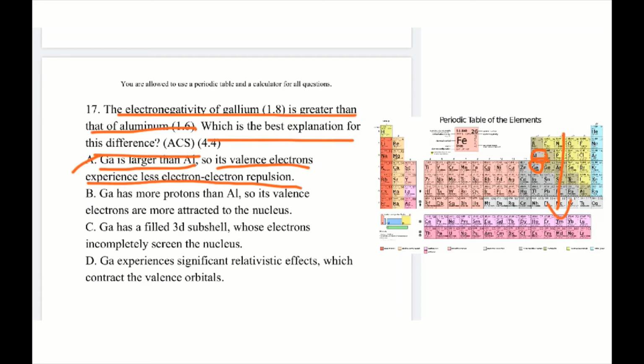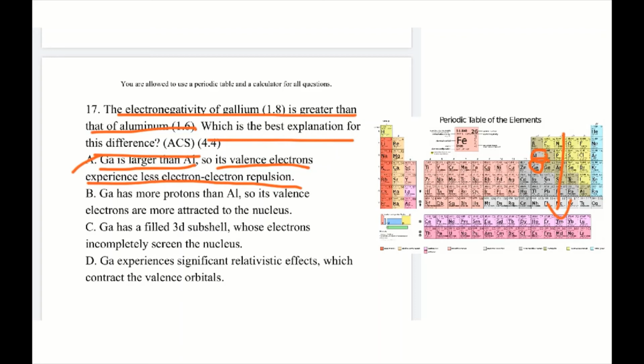So let's read B. Gallium has more protons than aluminum, so its valence electrons are more attracted to the nucleus. Now, at first you might read this and say, aha, that sounds correct. But if you think about it, this is basically saying since one element has more protons than the other, it's more attracted, so it has a higher electronegativity. Now, if we find a counterexample to this logic, then it's wrong.